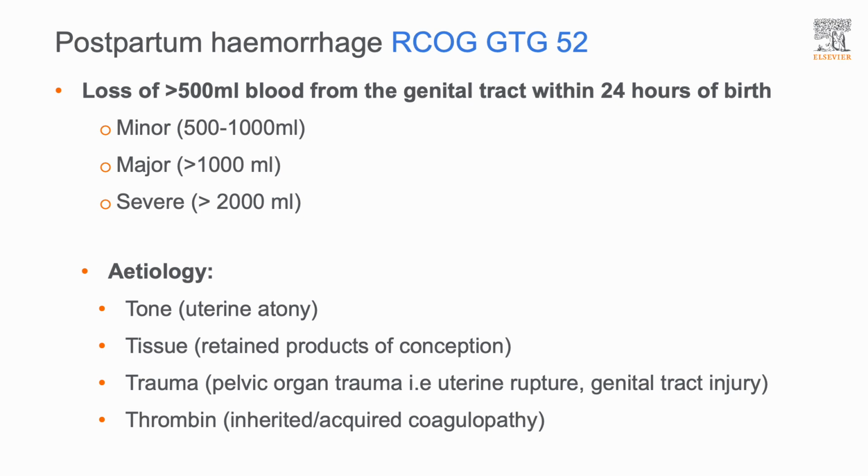Uterine atony is overwhelmingly the most common cause. Risk factors include uterine overdistension, so multiple pregnancies or macrosomia, prolonged delivery or prolonged oxytocin use, and any fetal, uterine, or placental anatomical abnormalities.